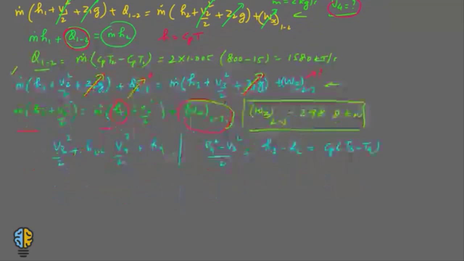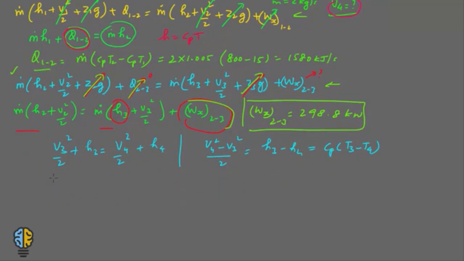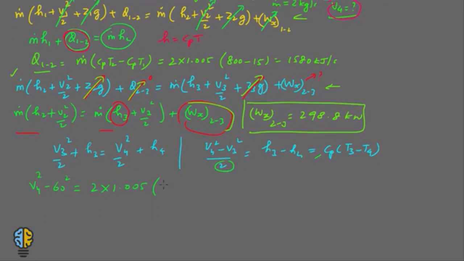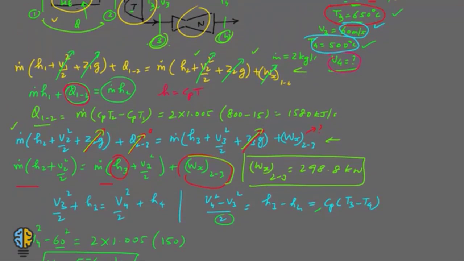So you put in the values over here and you would get V4 square minus 60 square is equal to 2 into 1.005, and this 2 can be taken up here, into T3 minus T4. T3 was 650 and T4 is 500. So the difference comes out to be 150, and when you take 60 square over there and take a square root, the V4 value will be around 554 meters per second. So this is the exit velocity from the nozzle at point 4.